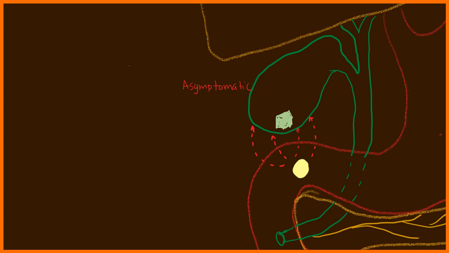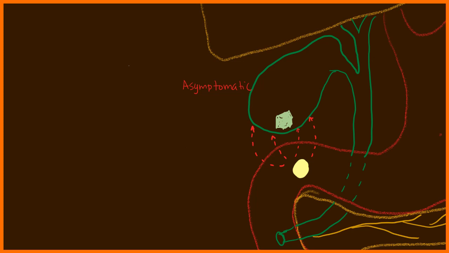duodenum. Now, for diagrammatic purposes, I showed direct arrows here, but this typically is not how it works. Typically, it gets secreted into the veins and the blood supply, and then eventually makes its way over to the gallbladder. But just for diagrammatic simplifying purposes, you can think of it this way.